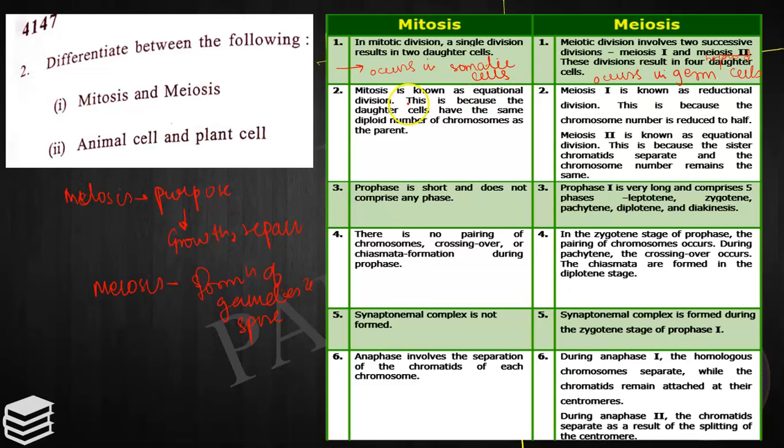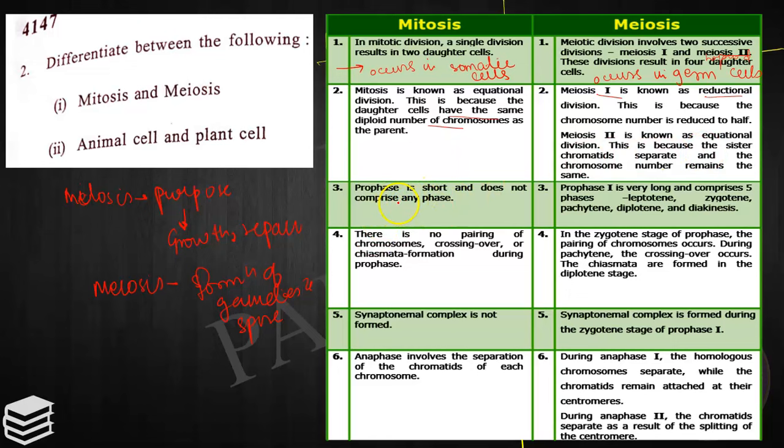Mitosis is known as equational division because the daughter cells have the same diploid number of chromosomes as the parent, because in this sister chromatids separate. While in meiosis, as we know, there are two divisions, meiosis 1 and meiosis 2. Meiosis 1 is known as reductional division because in this the chromosome number is reduced to half, while in meiosis 2 sister chromatids separate and the chromosome number remains the same, and it is known as equational division.